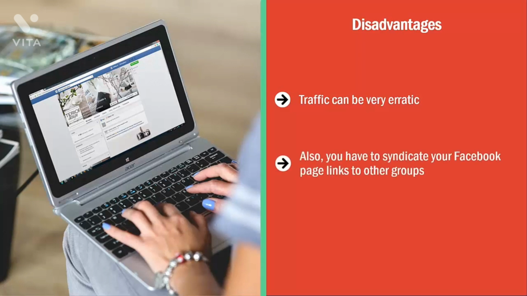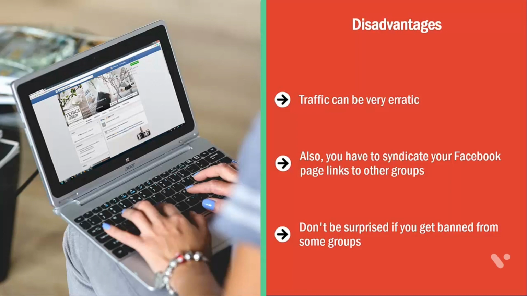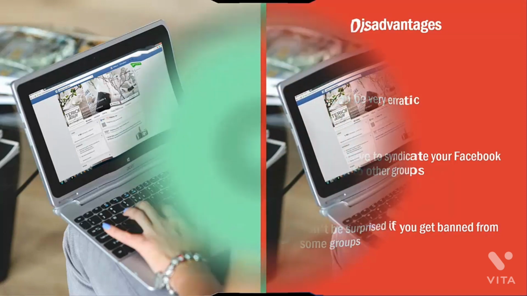Also, you have to syndicate your Facebook page links to other groups. This can be a problem. Some groups are very welcoming of page posts. Others are very suspicious. Don't be surprised if you get banned from some groups. However, you should start to worry if almost all the groups that you joined almost automatically ban you the moment you join. You know you're doing something wrong there. Just like with forum marketing, the way to get around this is to engage first and establish some sort of credibility before you start sharing your own page's links.